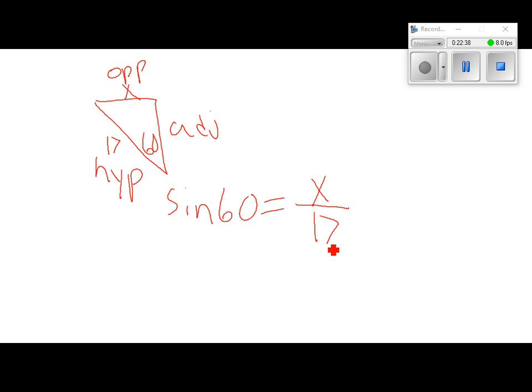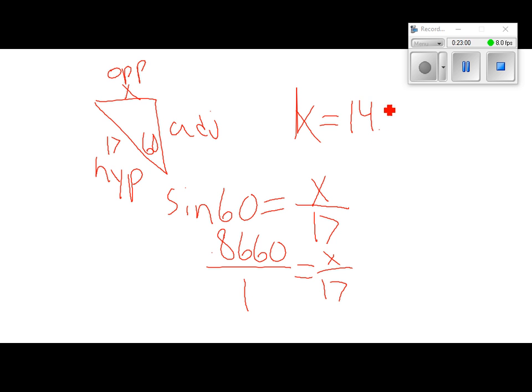Oh man, this was a 30, 60, 90 triangle. I would have just done it that way. L is 8.5. And we're finding, oh, the answer is 8.5. Make your decimal bigger. Is that a 60-degree angle? Oh yeah, whoops.